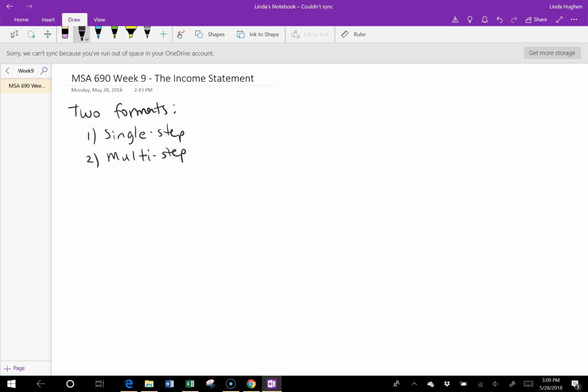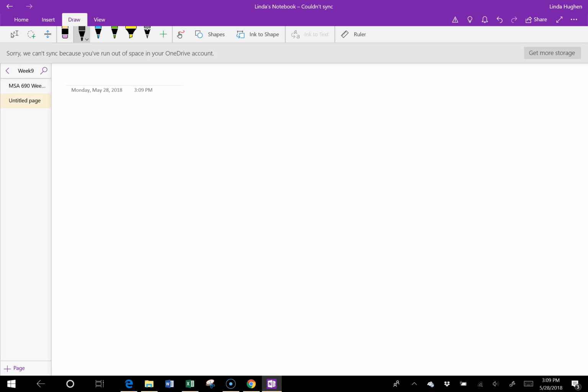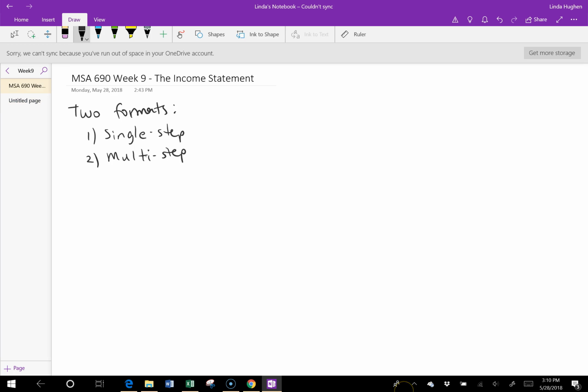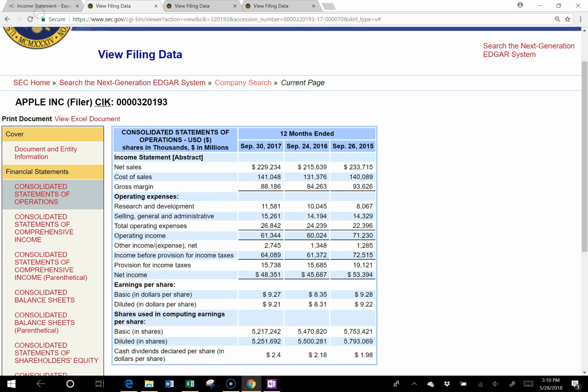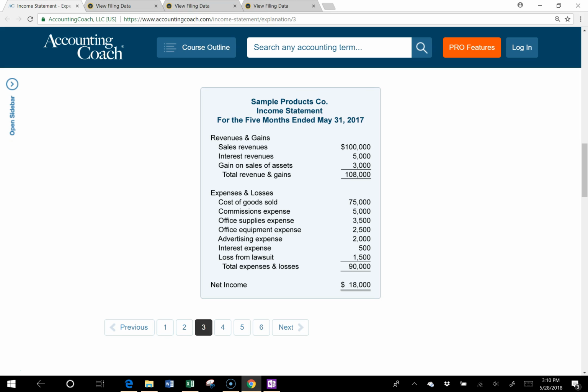There are two acceptable formats of the income statement: the single-step and the multi-step formats of the income statement. Not many companies use the single-step, so I've just given you a sample here from whatever came up under Google Images. Here is Accounting Coach showing all of the revenues grouped together with total revenues and all of the expenses grouped together. You'll see that there's just one formula on the single step, which is simply revenues minus expenses gives you your net income.